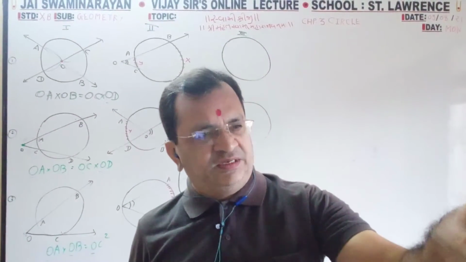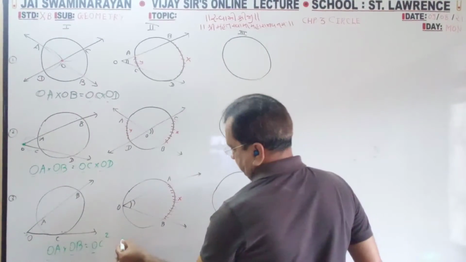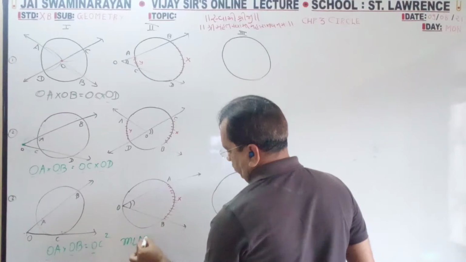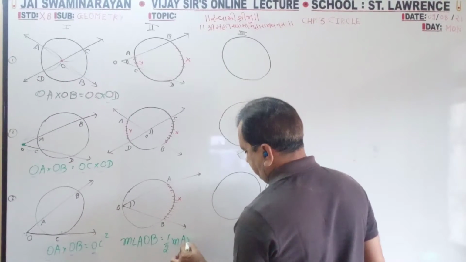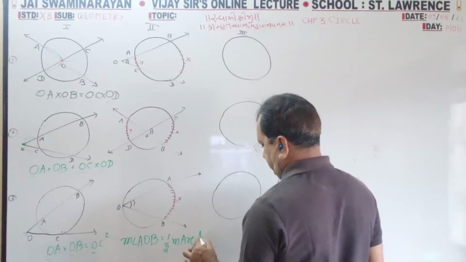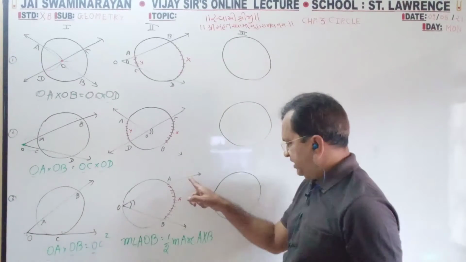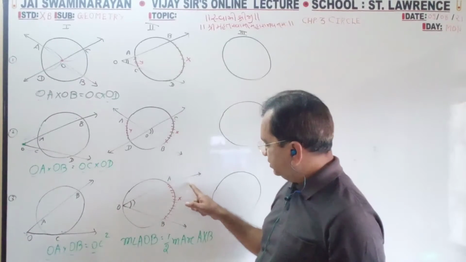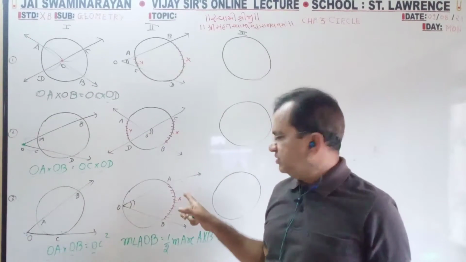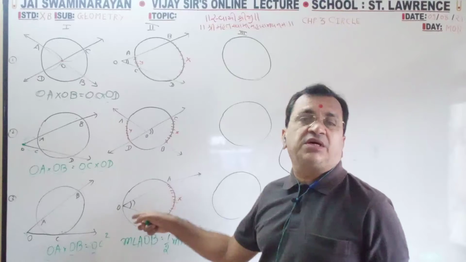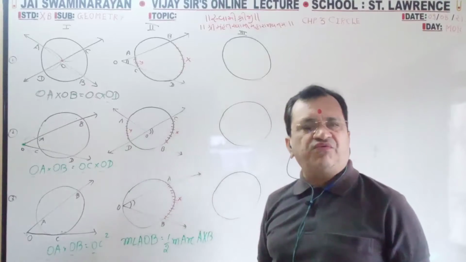Now, a very easy formula for this third one. Measure of angle AOB is half the major arc AXB. If it is 100, this will be 50. If it is 50, this is 25. If this is 40, this is 20. Directly half of the arc, or arc is double of the angle. That also you can write. Double of the angle is equal to the measure of the arc.